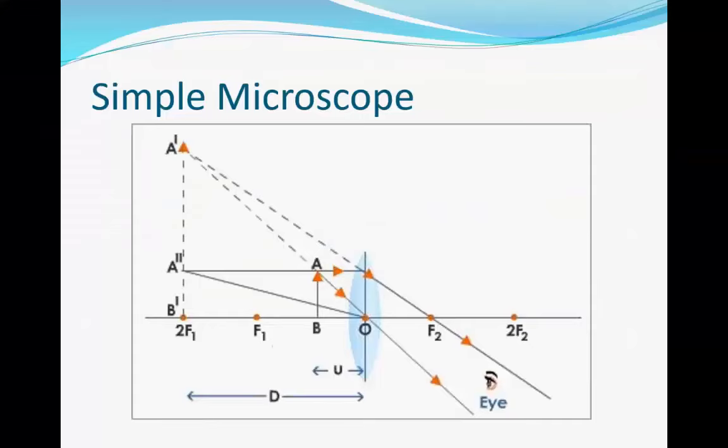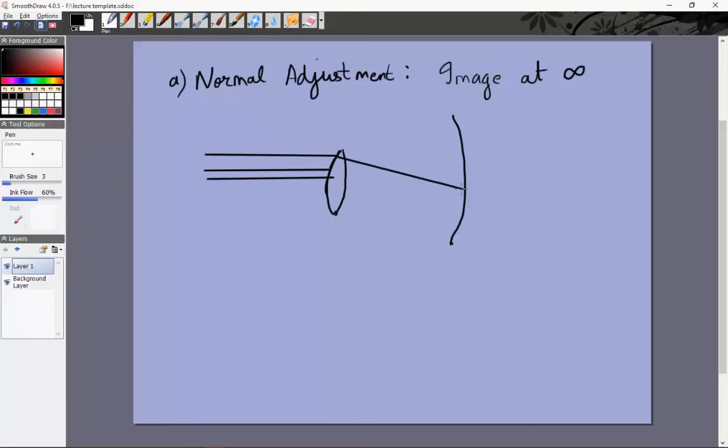And because the image is formed at infinity, now I'm just going to draw the eye lens like this instead of the whole eye. And let's say this is the retina where the image needs to be formed. So parallel rays will meet at the focus, right? And this has to be the focus because the image has to be formed here.